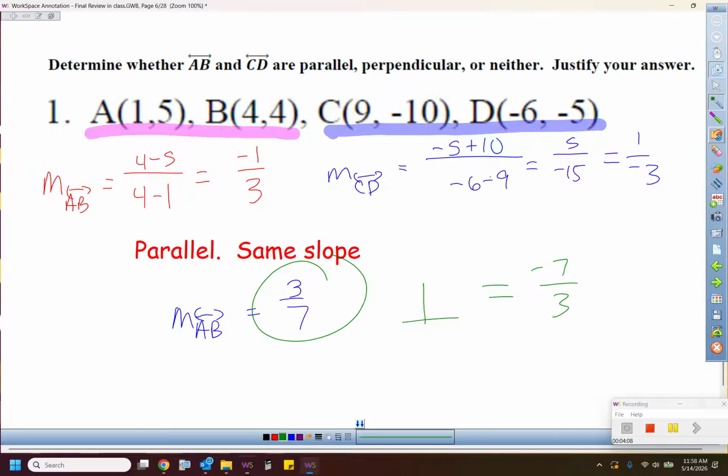But wait just a second. What if it was this? What if it was just a positive 7/3? My question is, are these lines parallel, perpendicular, or neither? If one slope is 3/7, the other one is 7/3. What do you think? It's neither. They're only reciprocals. They have to be different signs, and they have to be flipped over to be perpendicular. Cool? All right, that's a little bit of algebra.